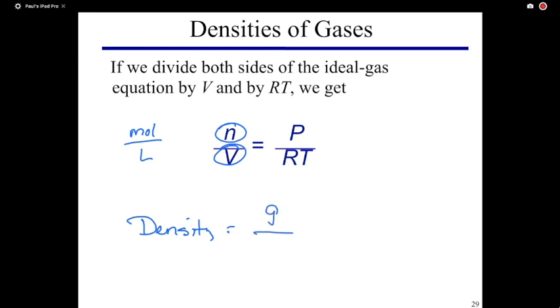Grams over liters, or mass over a volume. Okay? Now, in gases, density is grams per liter. What about liquids and solids? It's grams per what? What is the density of water? 1 gram per 1 milliliter. Solids and liquids have densities in grams per milliliter. Gases, though, have densities in grams per liter because there's so little material that you need a whole liter to get up to a number of grams.